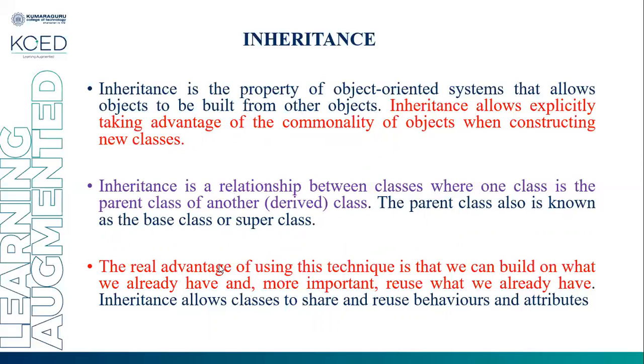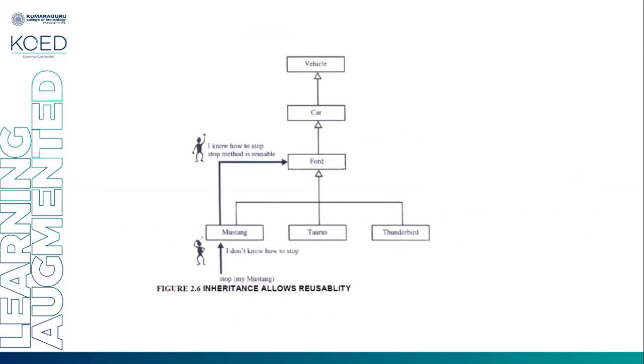The real advantage of using this technique is that we can build on what we already have. More important, we reuse what we already have, because the method and attributes are already declared in the parent class. So we are reusing it. That's why we are reusing what we already have. It leads to reusability. So see this example.